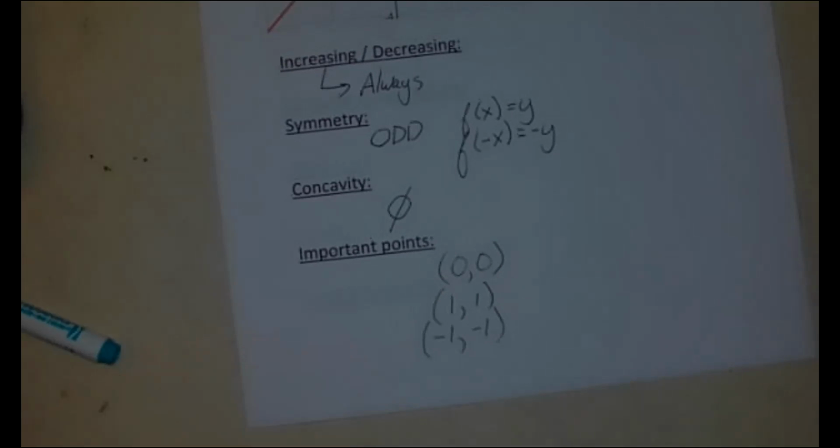The reason I want to keep an eye on some important points is once we start doing things to these functions, I want to see how some points move. For example, if I were to stretch it one way versus the other way, 0, 0 might stay exactly where it is, but that doesn't mean that the whole shape is exactly where it is.